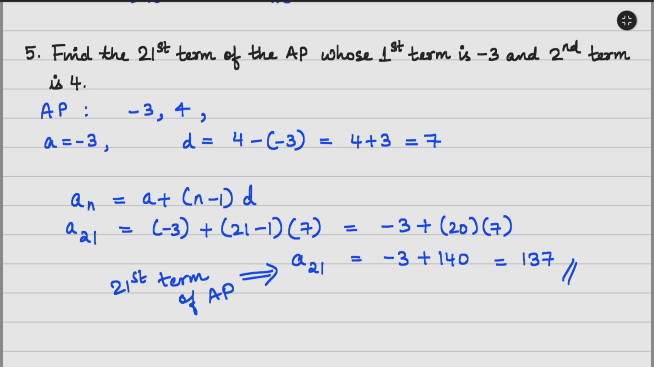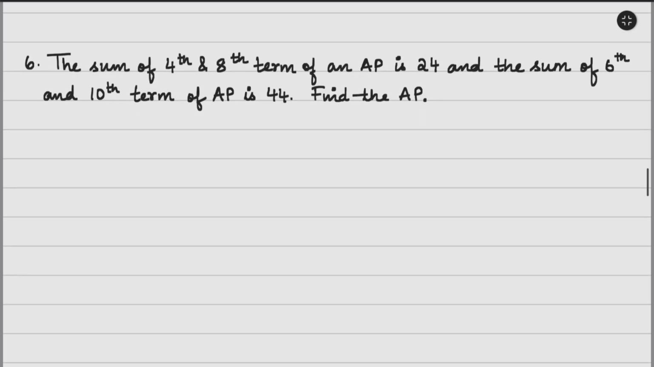Okay. Next, let's move on to the next question. Sixth question. The sum of the fourth and eighth term of an AP is 24, and the sum of the sixth term and 10th term of an AP is 44. Find the AP.